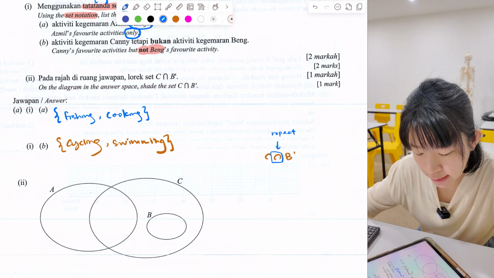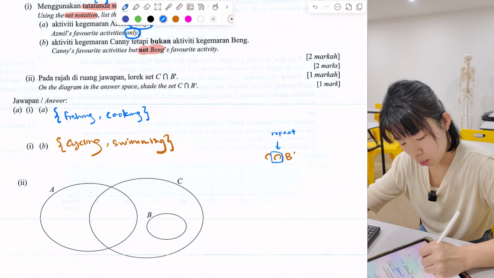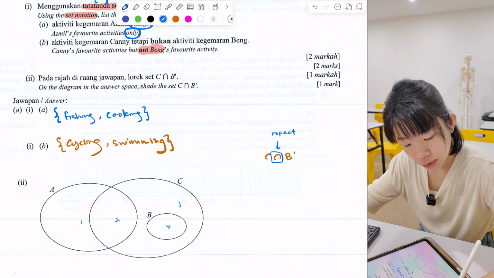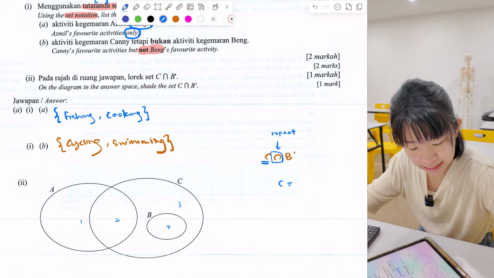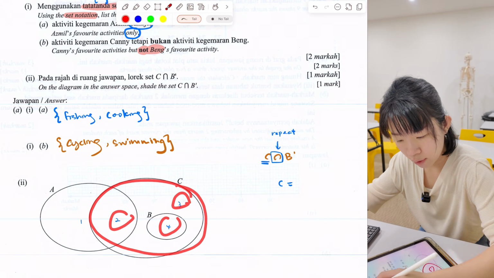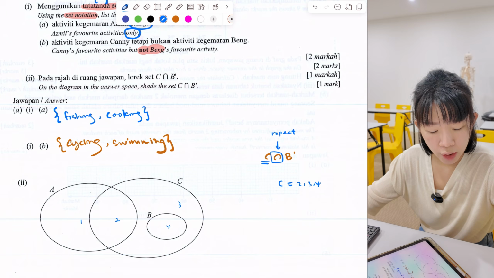For this type of question, if you are not so confident, my suggestion is always to put numbers. Okay, 1, 2, 3, 4. Every space, put one number. Okay, so now they want C. You list C. C has what numbers? C is this whole circle: 2, 3, and 4. Isn't that so? Okay, 2, 3, 4. Leave it first.